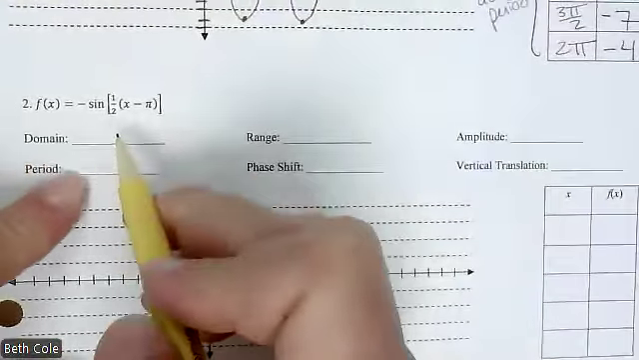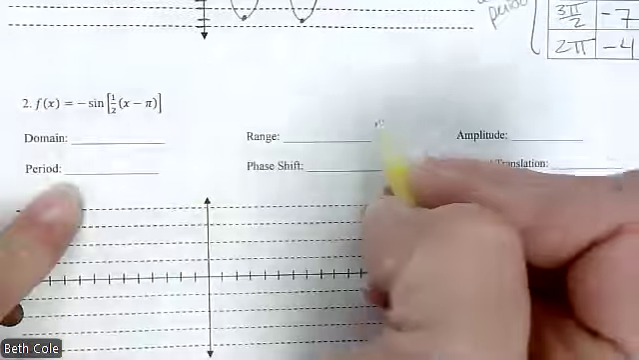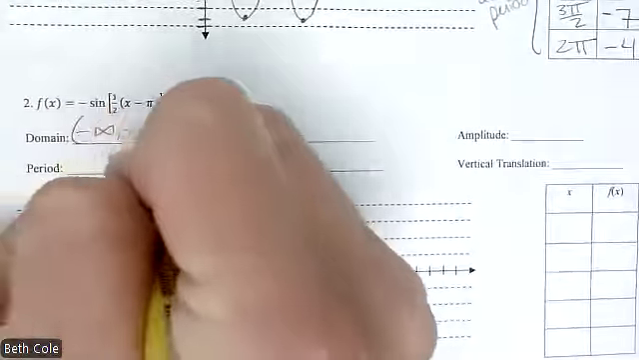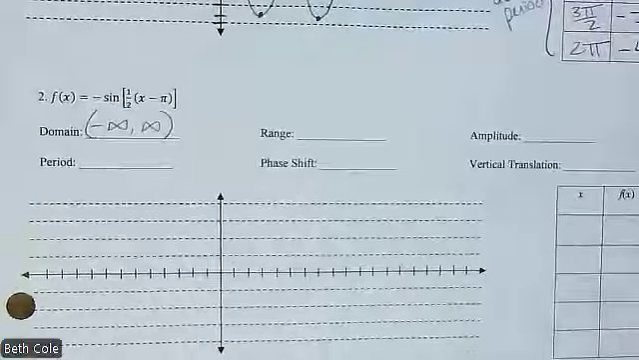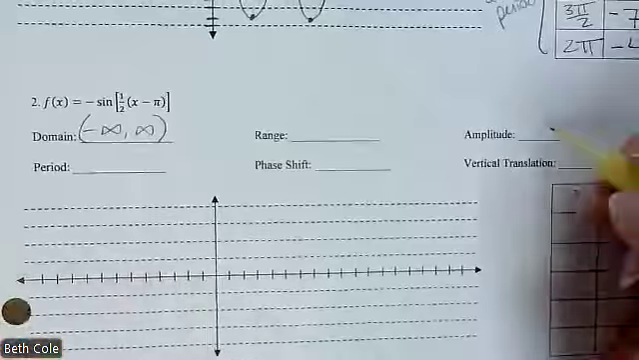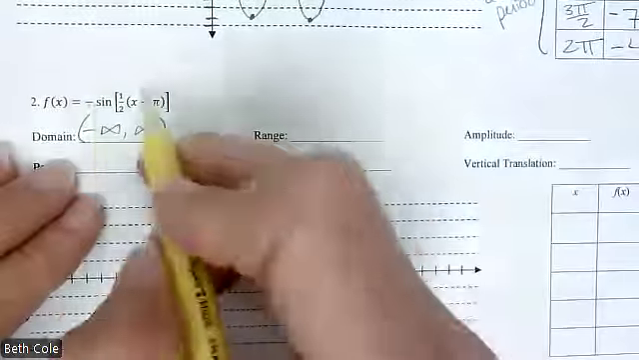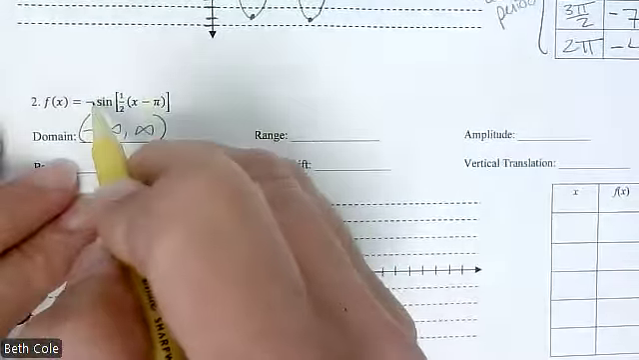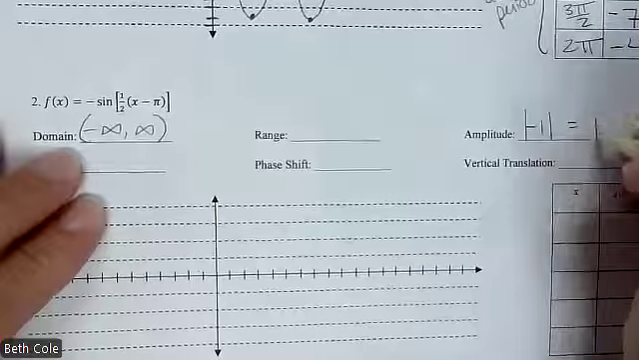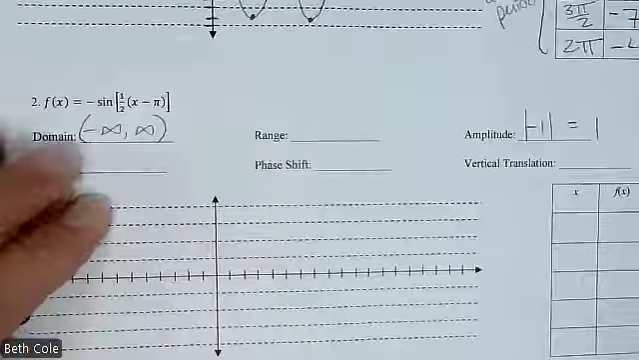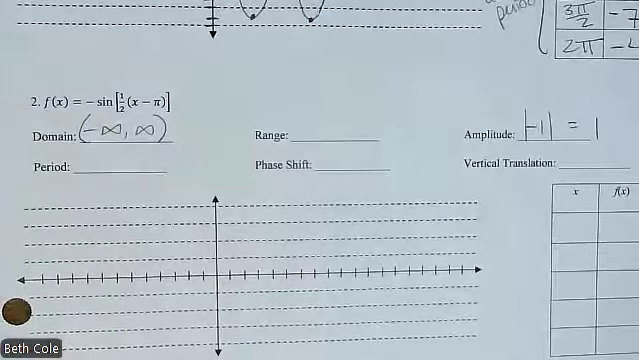Domain is going to be what? This is an automatic right answer. All reals, good job. We'll hold off on the range until we get the graph. Just don't forget to go back and answer it. Amplitude, this is a little tricky for this one. What's in front here? A -1, but you have to absolute value that. So it is +1. Just remember it's a distance, so it can't be negative.